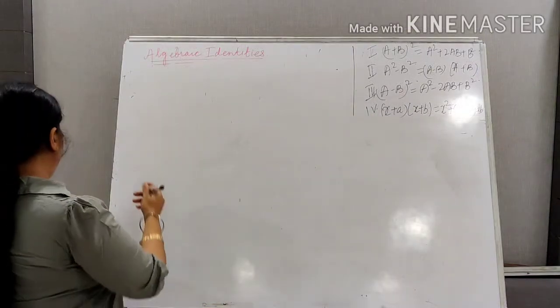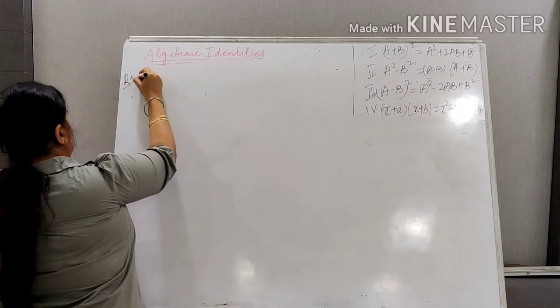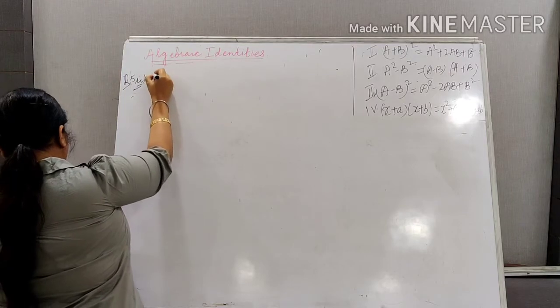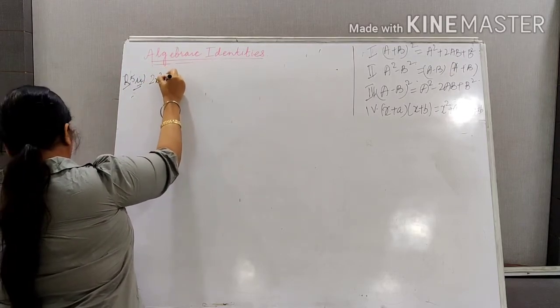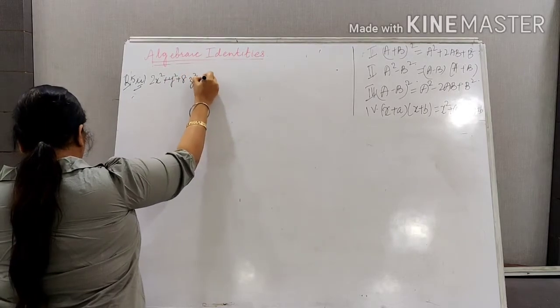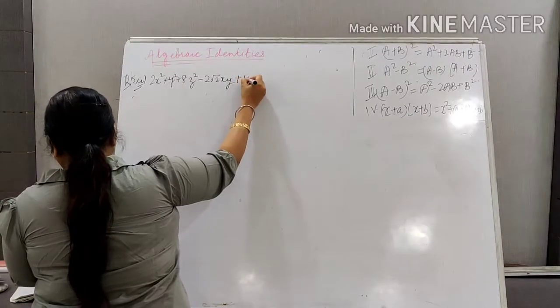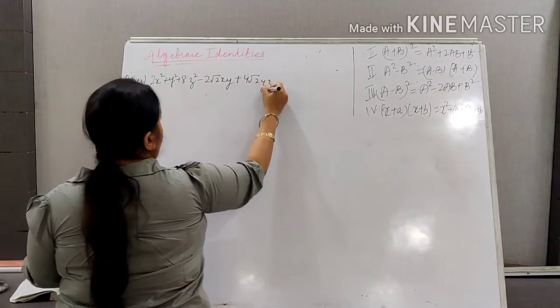Now let us take another question, question number 5, second part. It is 2x square plus y square plus 8z square minus 2 root 2 xy plus 4 root 2 yz minus 8xz.